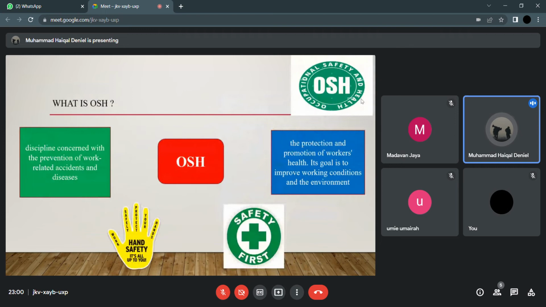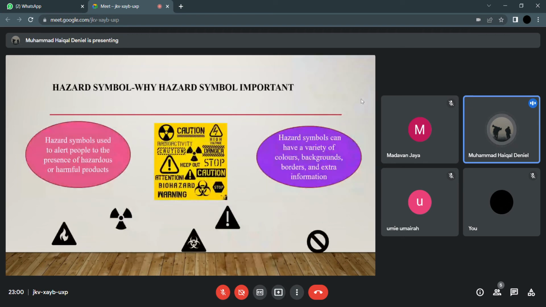So, actually, what is OSH? OSH is a discipline concerned with the prevention of work-related accidents and disease. Second is about the protection and promotion of workers' health. Its goal is to improve working conditions and the environment. Next, I will give to Madhavan to explain what is hazard symbol.